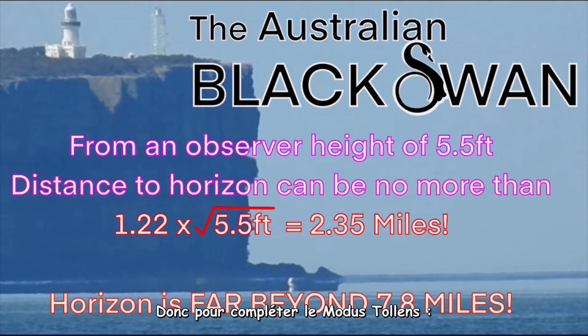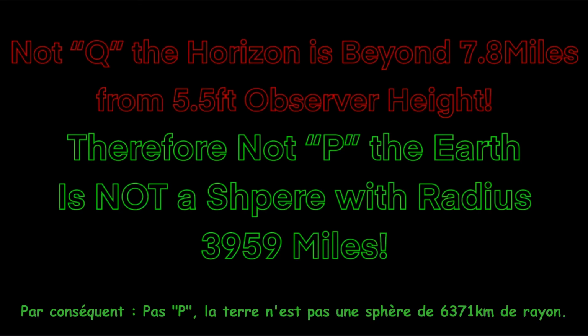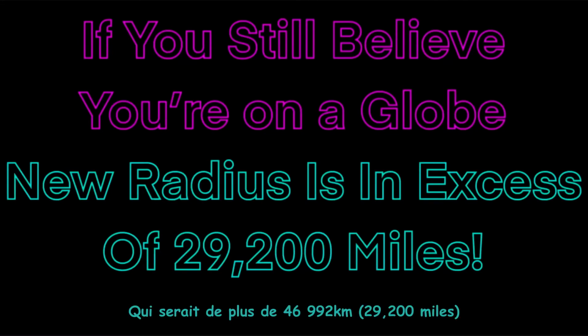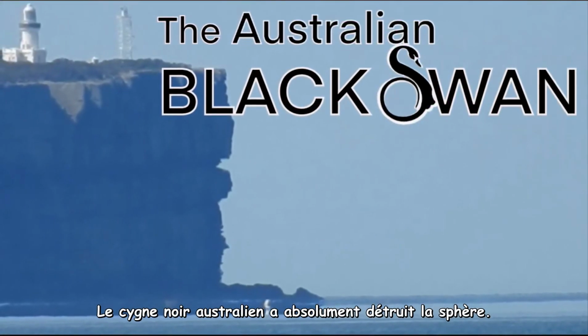So to complete the modus tollens, not Q, the horizon is beyond 7.8 miles from a 5.5 foot observer height. Therefore, not P, the Earth is not a sphere with a radius 3959 miles. But if you still believe you're on a globe, maybe it's just a bigger radius, which would be in excess of 29,200 miles. The Australian black swan has absolutely destroyed the globe.